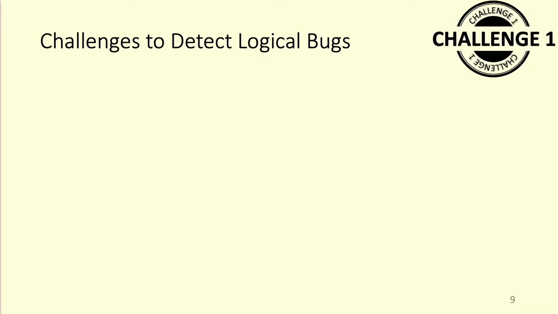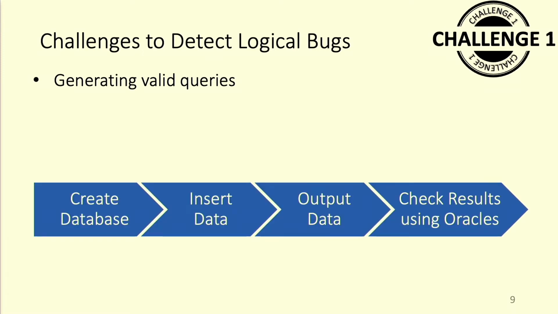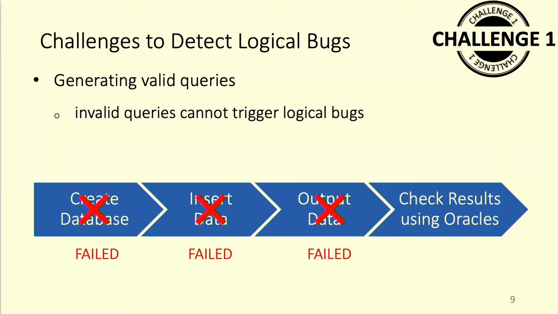There are a few challenges we need to address in order to find logical bugs like this. The first challenge is that it is hard to generate high-validity queries. To find logical bugs in DBMS, a complete pipeline of create database, insert data, output data, and check results is required. If any of these steps fails because of an invalid query, the logical bug detection won't be successful.